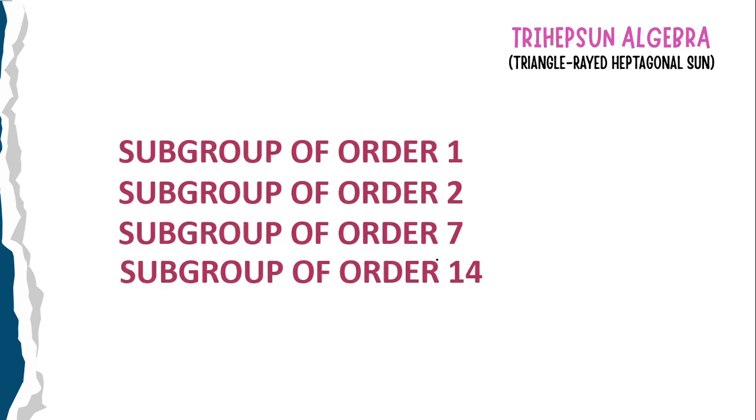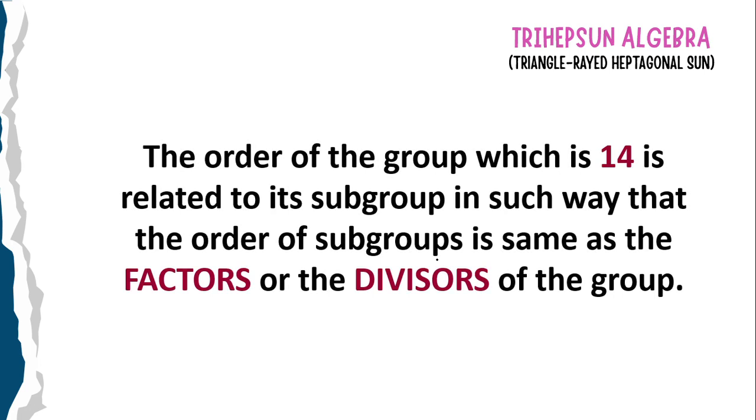So we have here subgroups of order 1, subgroups of order 2, a subgroup of order 7, and a subgroup of order 14. The order of the group, which is 14, is related to its subgroups in such a way that the orders of the subgroups are the same as the factors or the divisors of the order of the group.